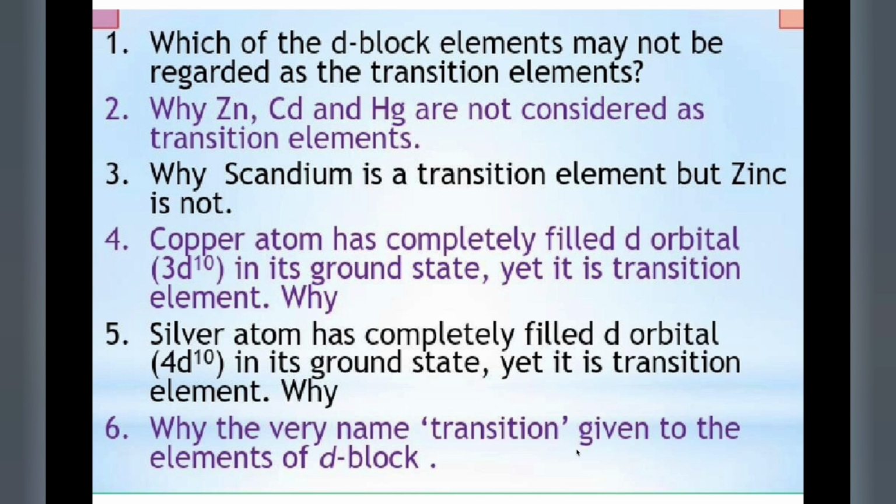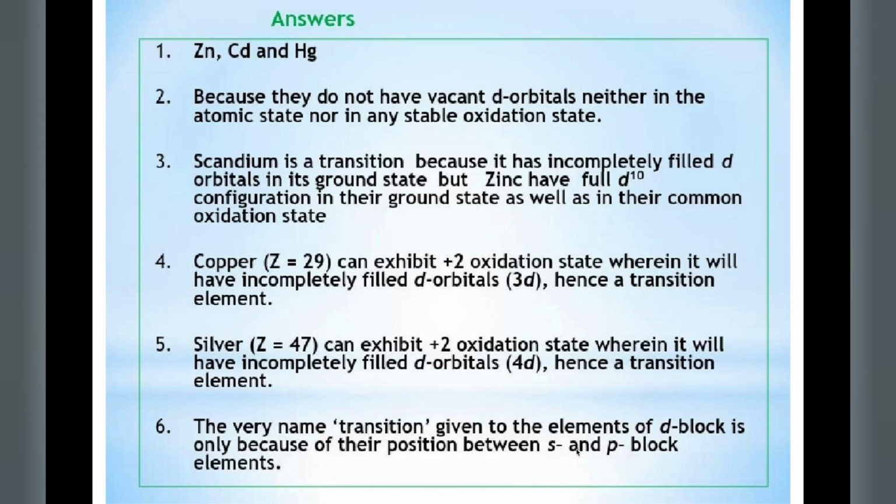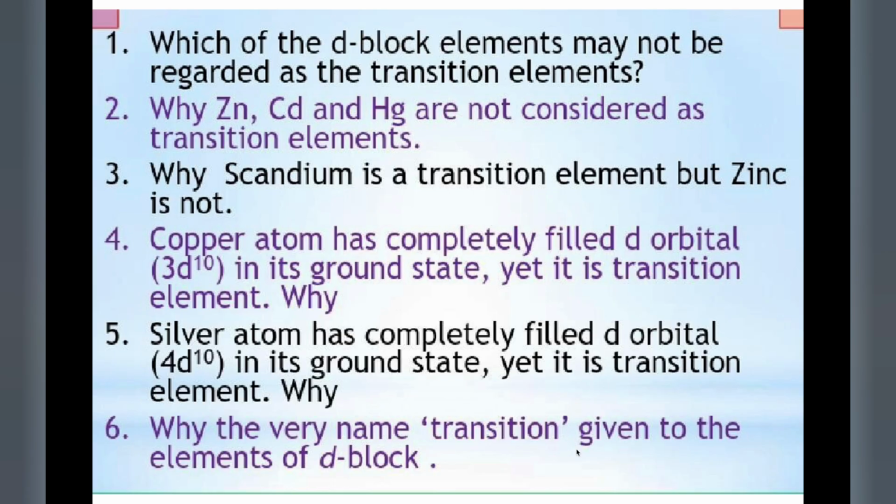Now we will go through a few questions based on this. The first one is, which of the d block elements may not be regarded as transition elements? It will be zinc, cadmium and mercury, Zn, Cd and Hg. Now the second question is, why are zinc, cadmium and mercury not considered as transition elements? Why are they not called transition elements?